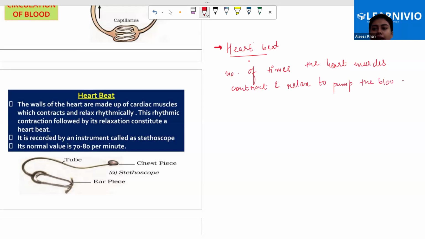Now, can you tell me what kind of a sound is heard when the heart is pumping the blood? Any idea?